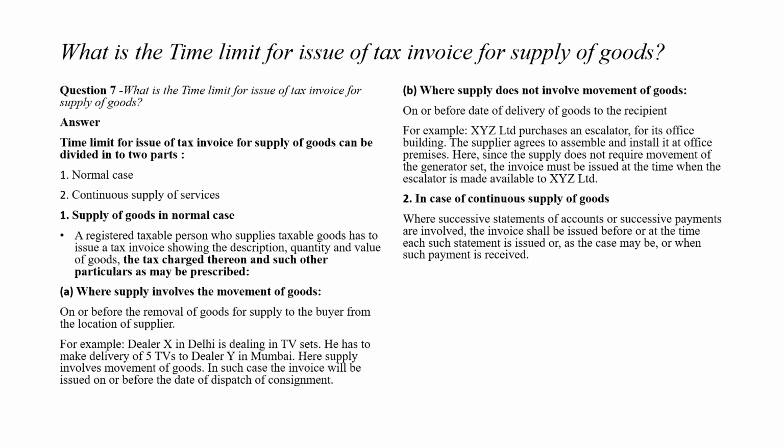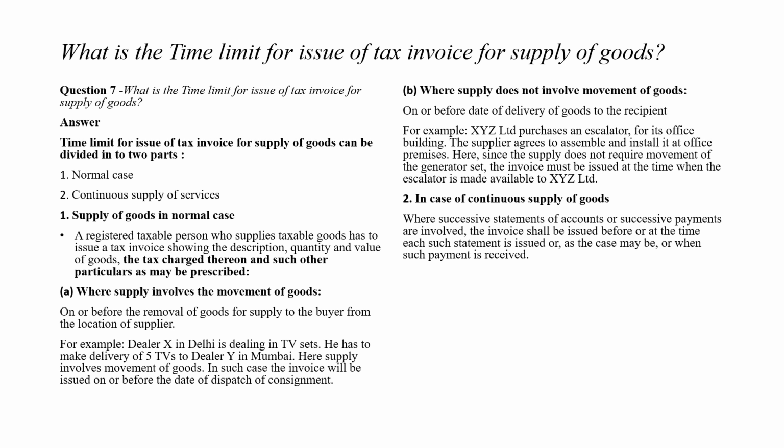supply of goods in normal cases. A registered taxable person who supplies taxable goods has to issue a tax invoice showing the description, quantity and value of goods, the tax charged thereon, and such other particulars as may be prescribed. Where supply involves movement of goods, on or before the removal of goods for supply to the buyer from the location of the supplier. Very important.